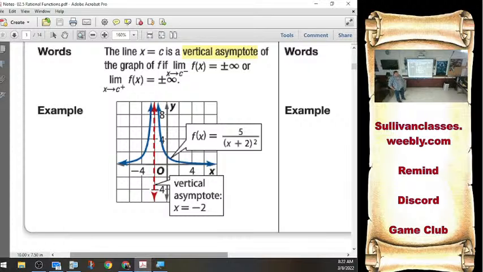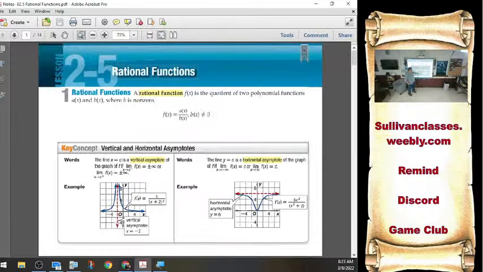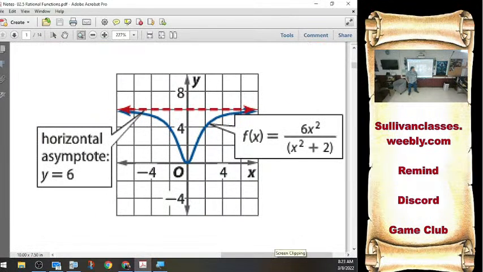Sometimes a rational graph will alternate on either side of an asymptote. Sometimes you get the butt crack graph, where they're both up top. Notice that happens when they're even powers, because anything squared is going to be positive. That puts all of it up top. Sometimes you get some really goofy looking ones.